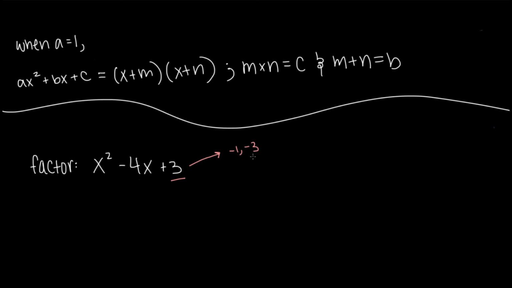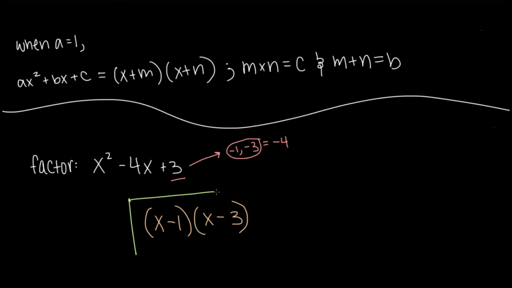So now let's check this. If we add negative 1 and negative 3, we get negative 4. So we know that this is right. So we can write out our answer, which is going to be x minus 1 times x minus 3. And that is our final answer.